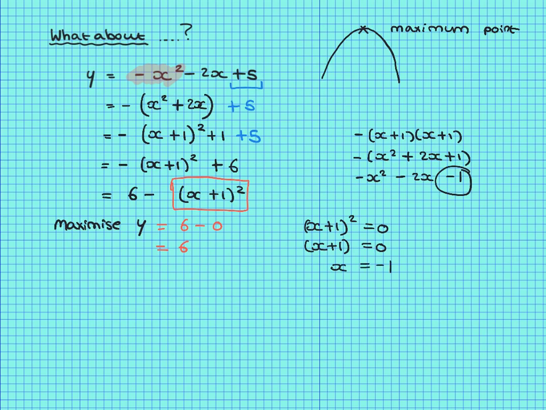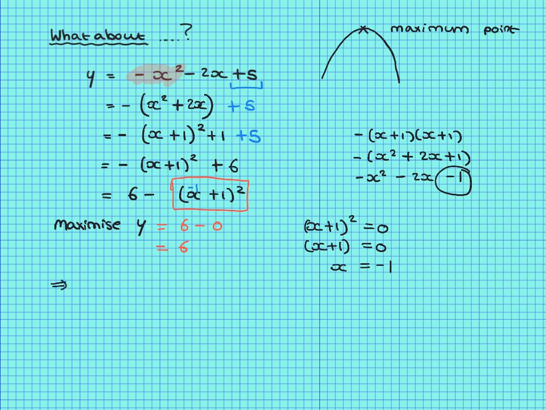Think about it. When x is equal to negative 1, if you substitute that in, the bracket becomes 0. You then square this, which is still 0, so you're doing 6 take away 0, which gives you the maximum possible value of y. Otherwise, you're always going to be doing 6 take away something, which will give you an answer smaller than 6, because the red box can never be negative because it's a square, and squares are always 0 or above.